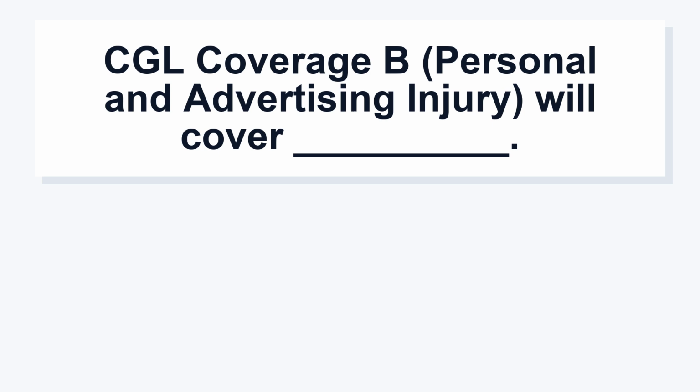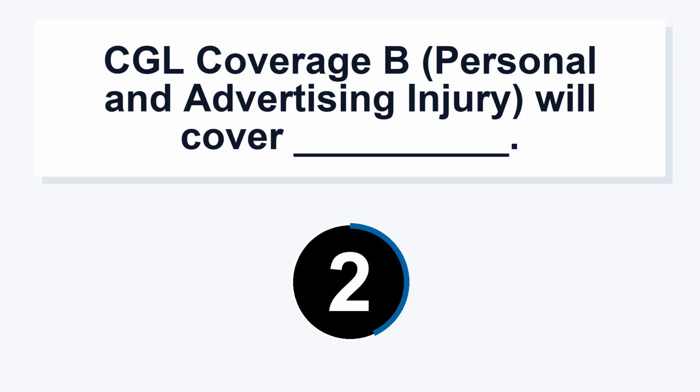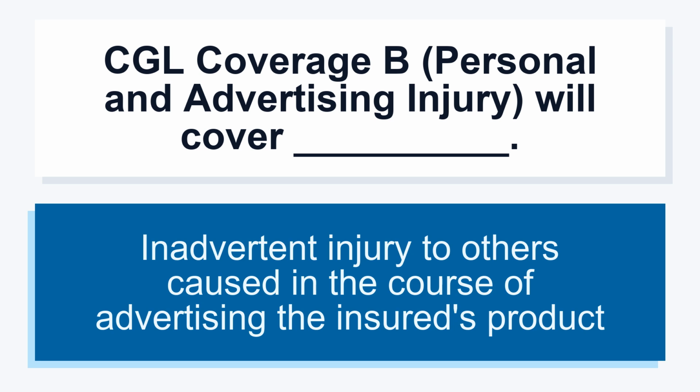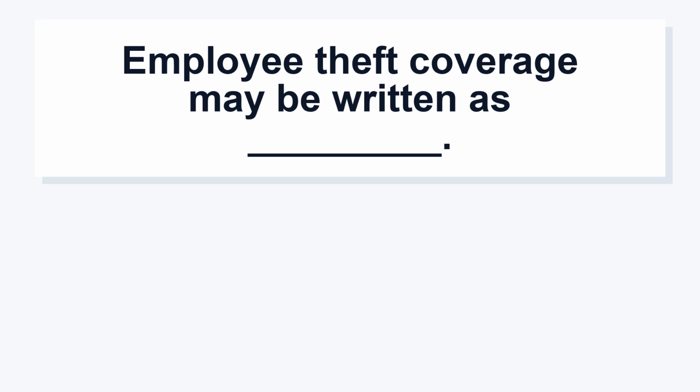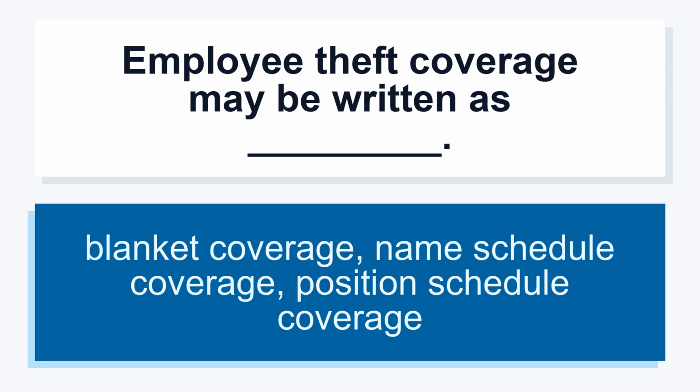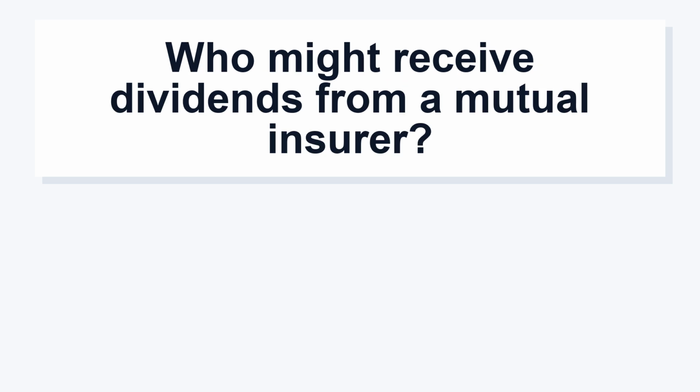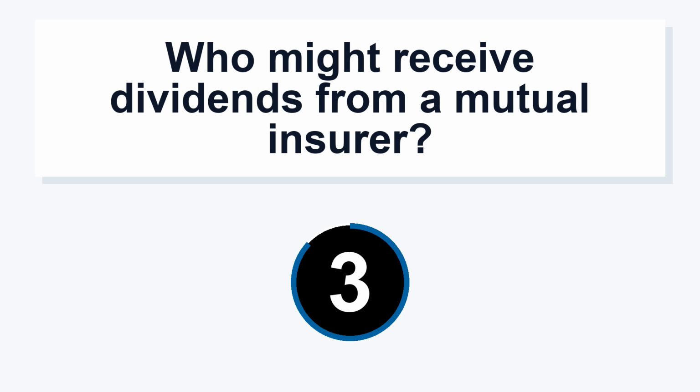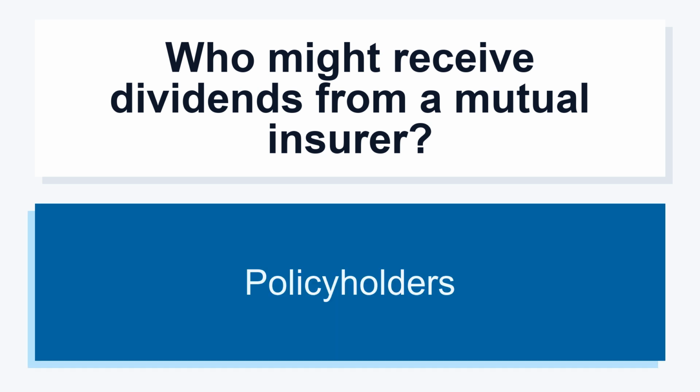CGL coverage B, personal and advertising injury, will cover inadvertent injury to others caused in the course of advertising the insured's product. Employee theft coverage may be written as blanket coverage, name schedule coverage, position schedule coverage. Who might receive dividends from a mutual insurer? Policyholders.